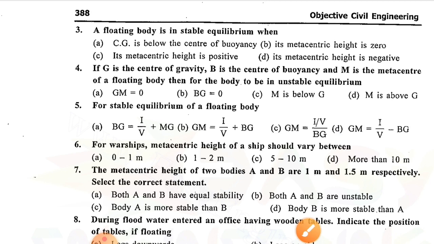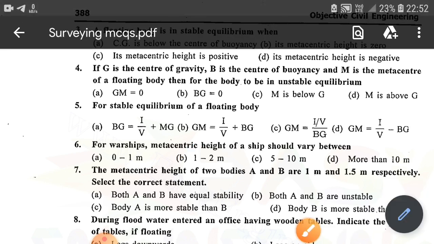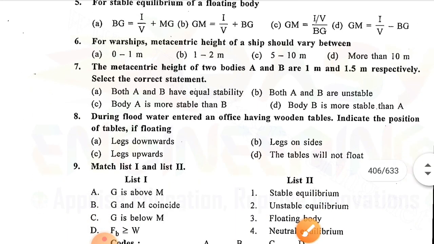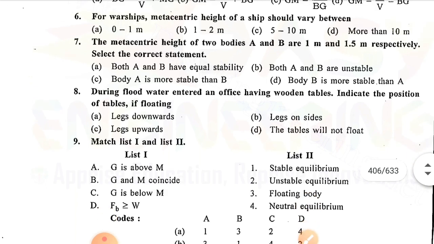Question number 6. For warships, the metacentric height of a ship should vary between. Option B is correct. 1 to 2 meters. Question number 7. The metacentric height of two bodies A and B are 1 meter and 1.5 meter respectively. Select the correct statement. Option D is correct. Body B is more stable than A.